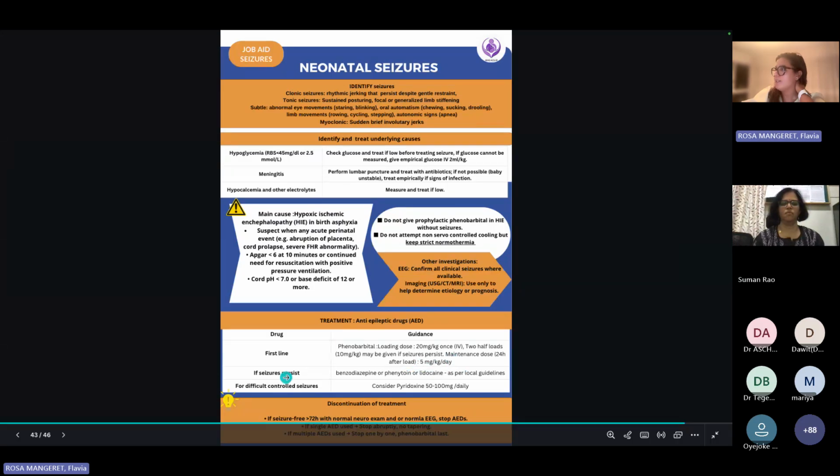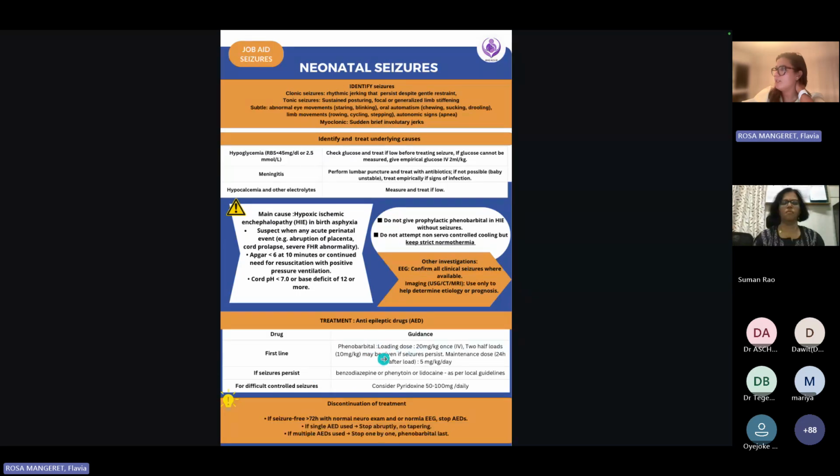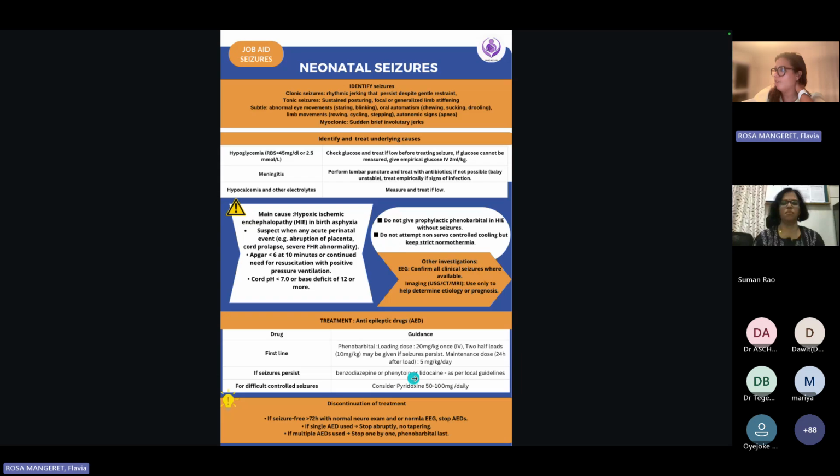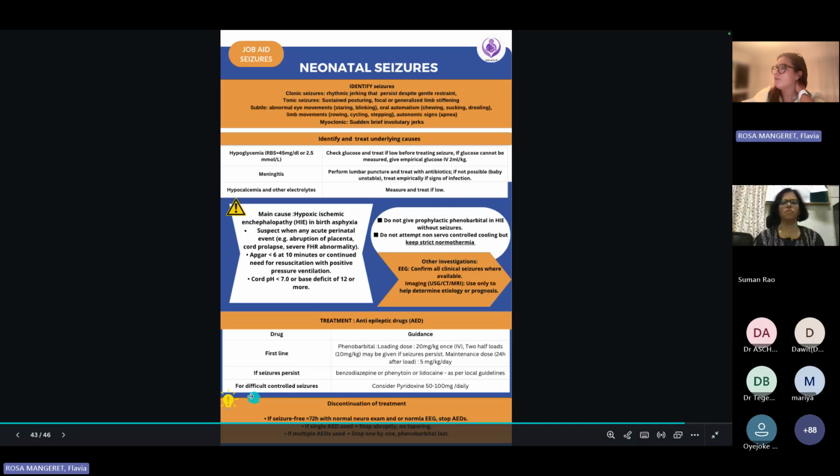If seizures persist after giving the loading dose and 2 half loads, then use a benzodiazepine, diazepam, midazolam, or phenytoin, or lidocaine, as per local guidelines. So usually there is a local guidance on that. For difficult to control seizures, consider pyridoxine. So this would be, if available, when you have tried all the steps and it's not solving the problem.